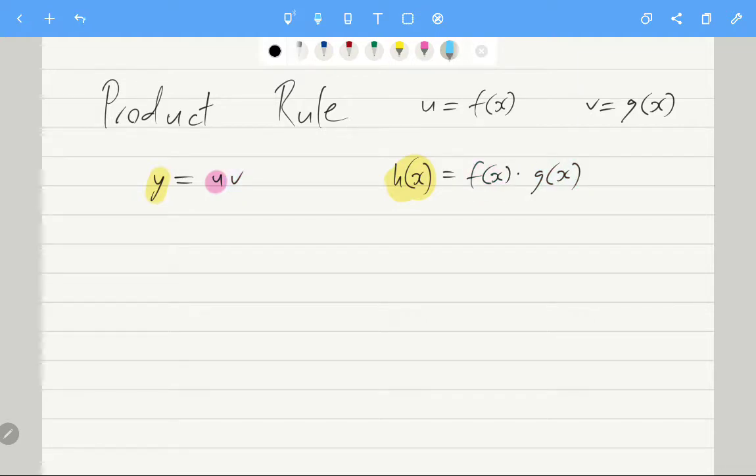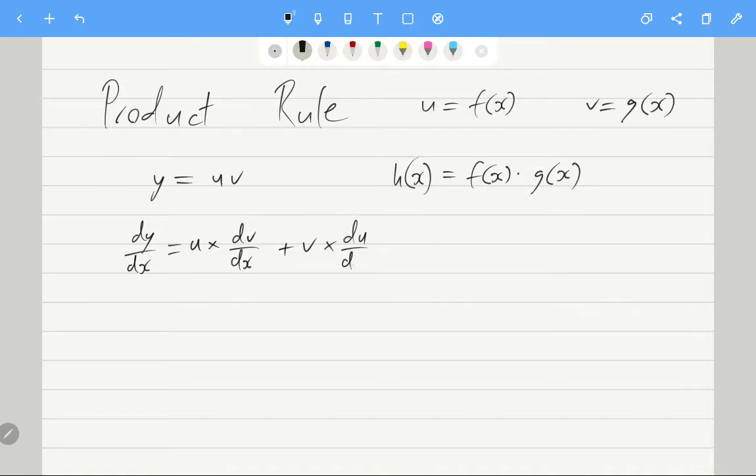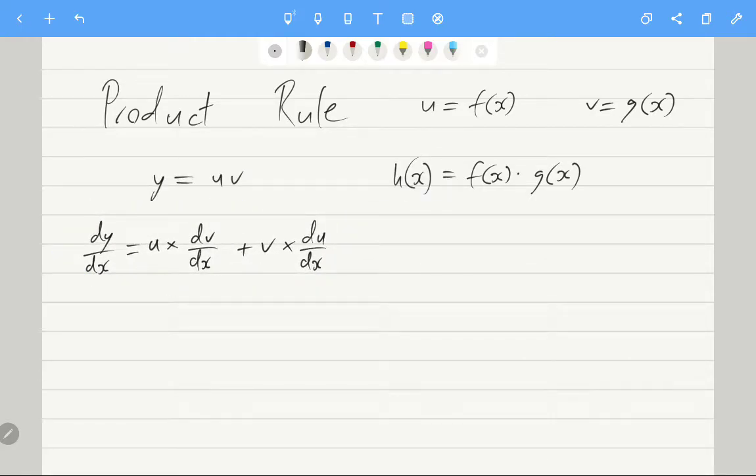So in Leibniz notation, to work out the derivative dy dx, we take the first function and multiply it by the derivative of the second function, dv dx, and then we add to that the second function multiplied by the derivative of the first function, du dx. Alrighty, so it's actually a rather simple thing to work out. You just got to do two derivatives and then combine them in a particular way.